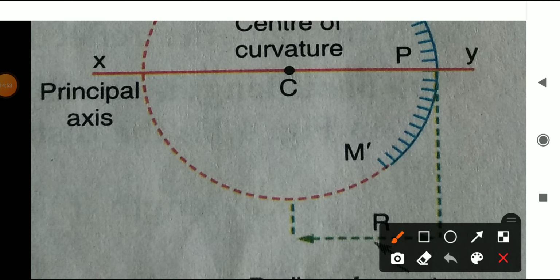This is a concave mirror. C is the center, P is the pole, M is the mirror, principal axis, radius of curvature.